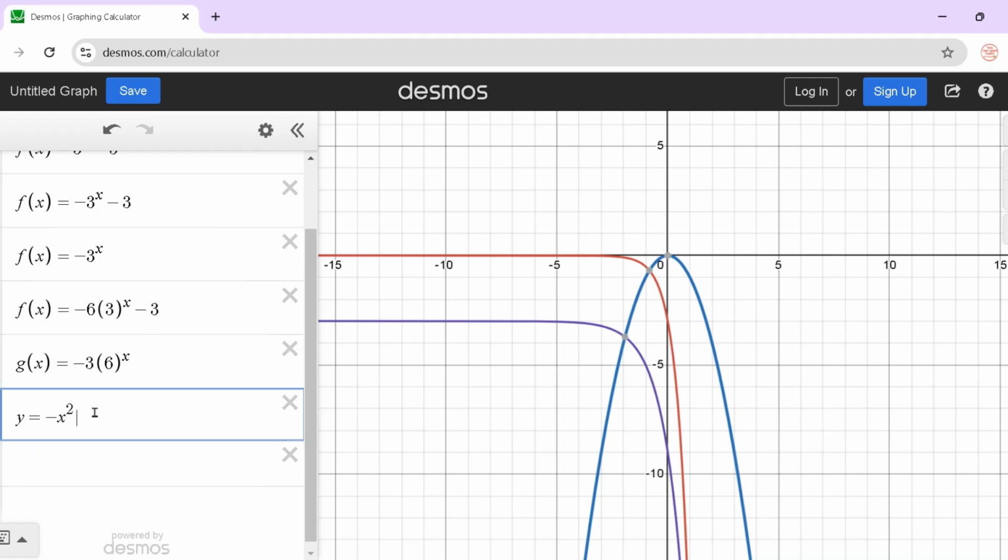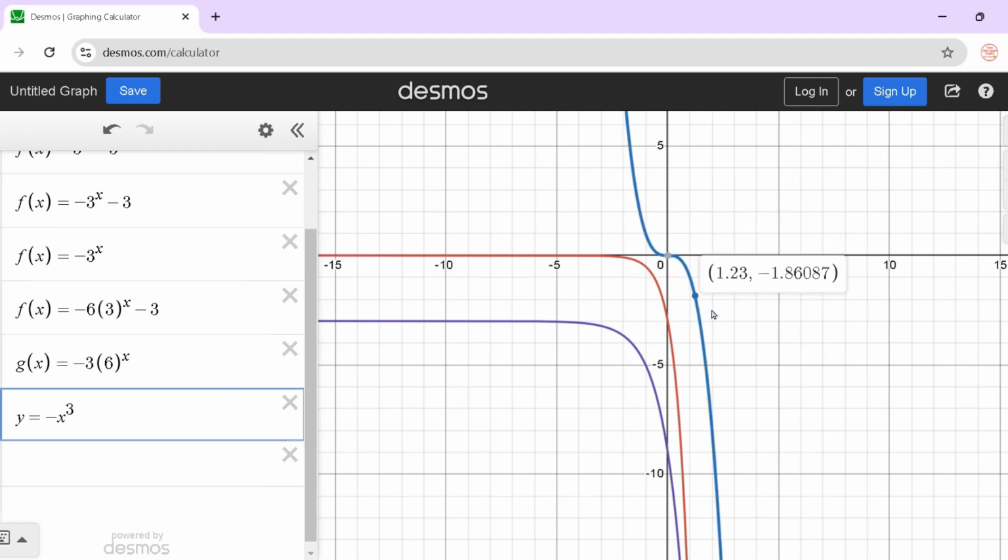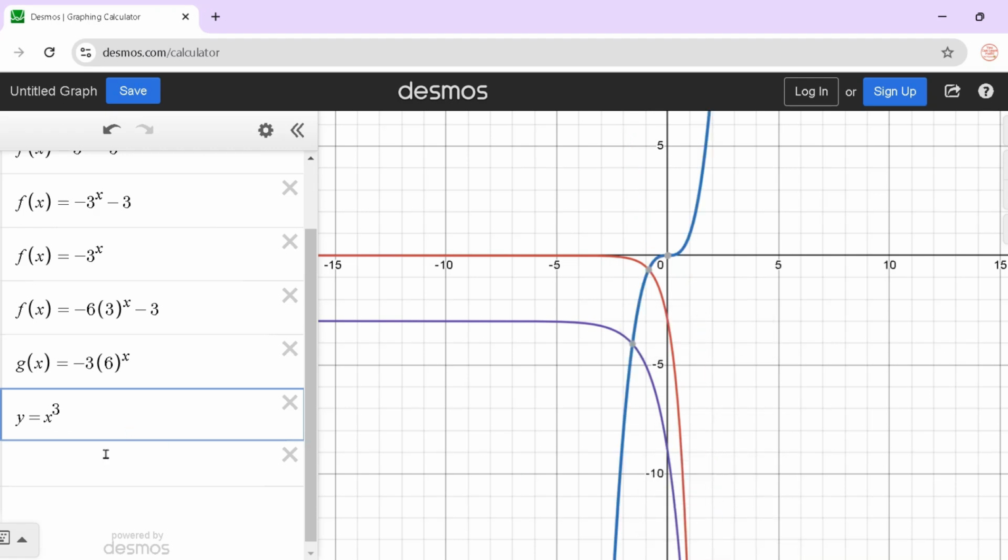Same with x cubed. We could look at that and see what we know about an x cubed. Does that have a minimum or maximum value? Nope. To the left, it goes up into infinity, and to the right, it goes down into infinity. That's the negative version. Here's the positive. Same one. It goes up into infinity, and then it goes down into infinity. It has no minimum or maximum.